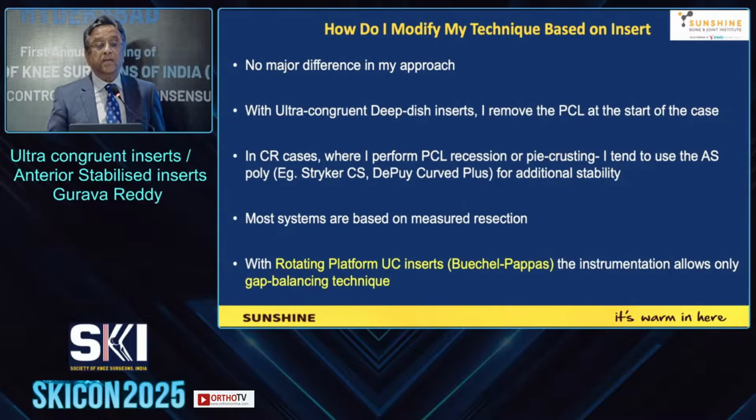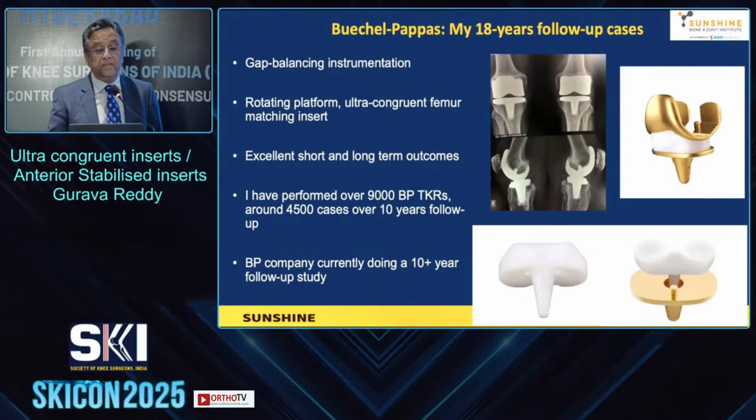How do I modify my technique based on the insert? No major difference in my approach. With ultra-congruent deep dish inserts, I remove the PCL at the start of the case. In CR cases where I perform PCL recession or pie-crusting, I tend to use the AS poly, for example Stryker, DePuy, for additional stability. Most systems are based on measured resection. With the rotating platform, you see the insert, the Buechel-Pappas, which I have used in hundreds and thousands. The instrumentation allows only a gap balancing technique.